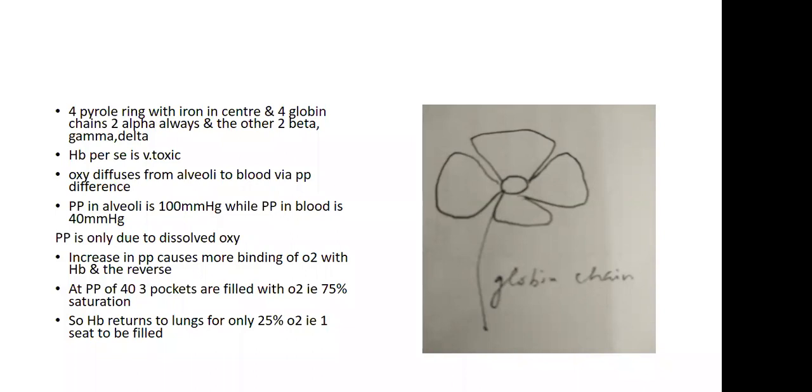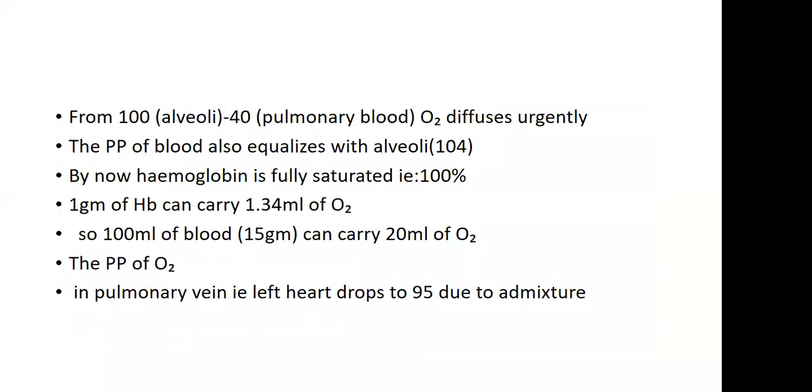There are 4 pockets of hemoglobin for oxygen, each one having 25% oxygen. So it comes back to the lungs for full saturation to get 100% saturation. Per trip, it means that it is getting only 25% hemoglobin.